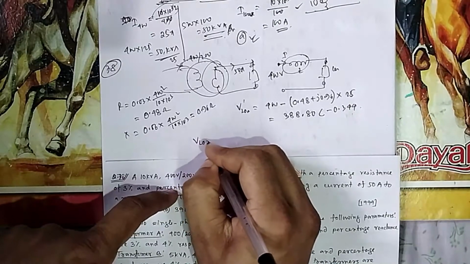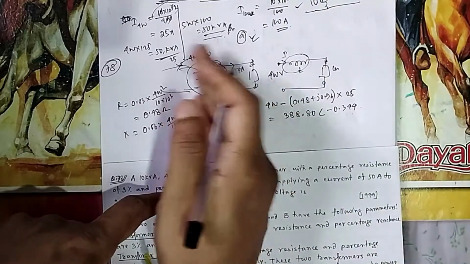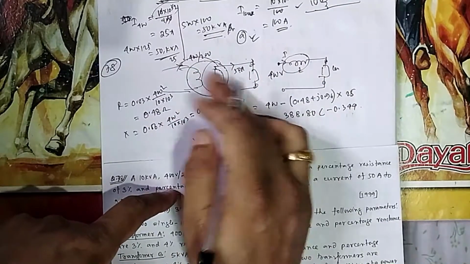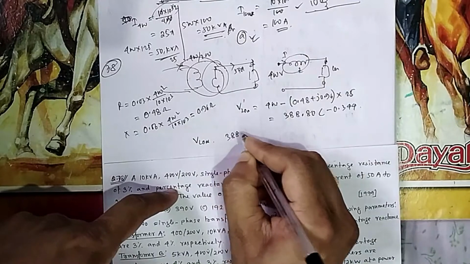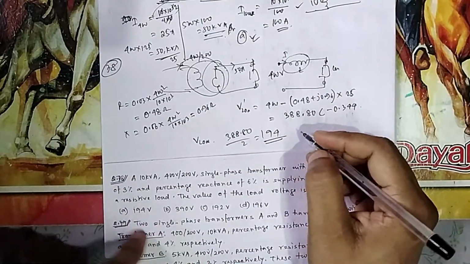So what will be the actual V load? This is on this side. So if you again go to the original side, it will be divided by half, because secondary side is half of primary. So this is referred to primary, so this divided by 2, so that is 194. So that is your option A.